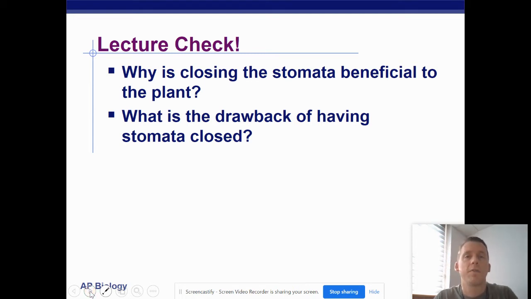All right, so for the first one, closing the stomata is beneficial because it prevents water loss. You should have said something about that. And number two, what is the drawback of having the stomata closed? It is going to prevent CO2 from entering, which is bad for the plant.